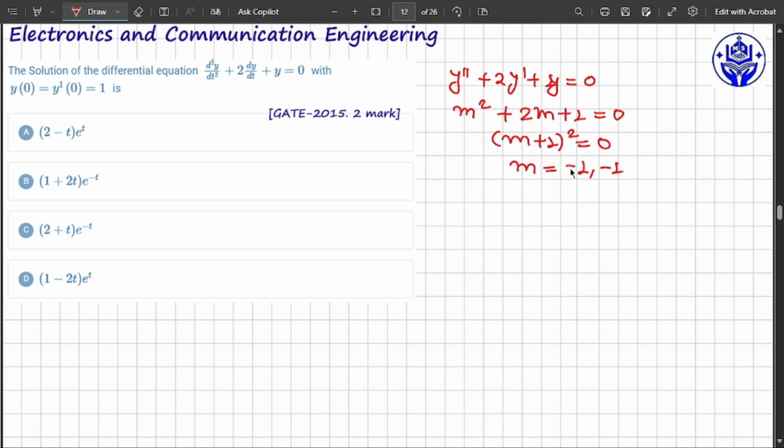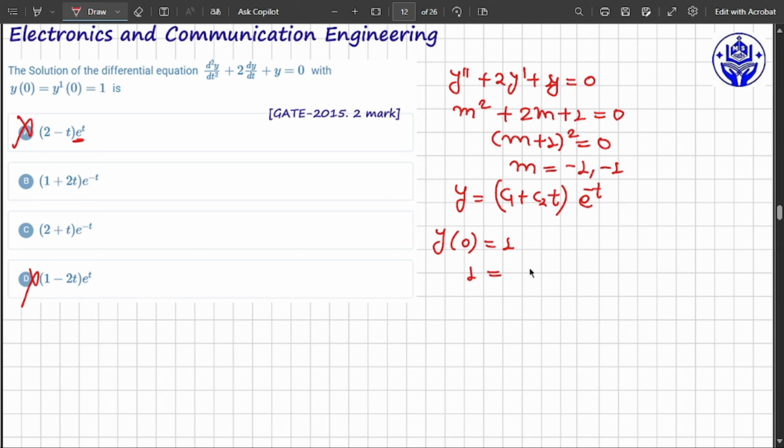Now see, if we have a repeated root, then e to the power of t can't be the answer. It is minus 1. So how can we find the solution? We will have to write it as y equals c1 plus c2 t, e to the power of minus t. If it is a repeated root, we write it in this form, so this is the general form. Now we have the conditions, so you can find c1 and c2, or any arbitrary constant, and easily find the solution. So I'm applying y of 0 equals 1. I'm going to put t equals 0.